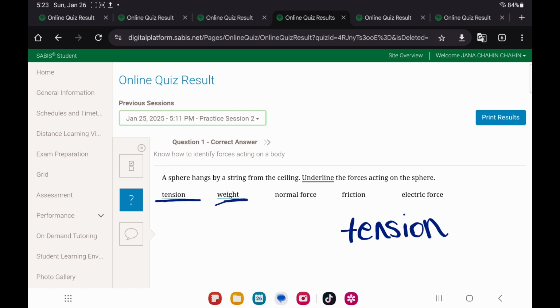Why is normal force not one of them? It's because it's not touching a surface. That means you can't have normal force if you don't have a surface. And then friction, it's also not there because you don't have a surface. And electric, you don't have any electricity or something like that, so that's already gone. So it's tension and weight.